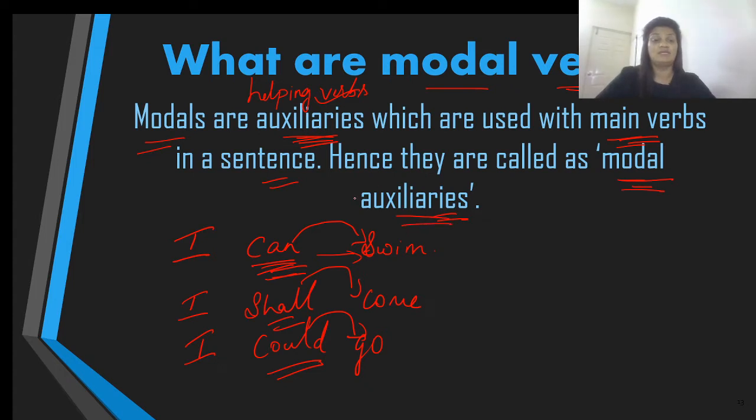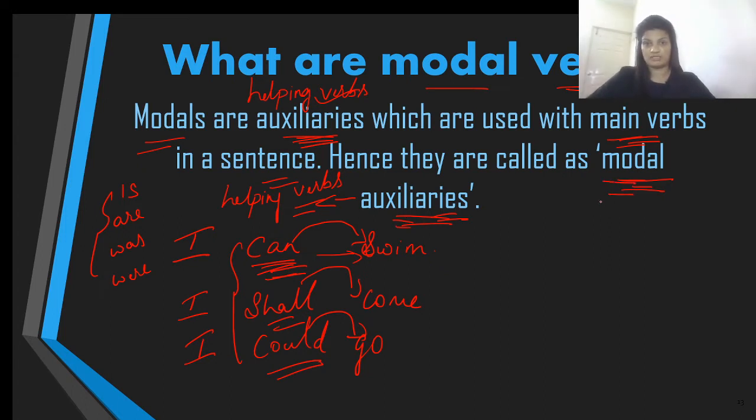Remember, auxiliaries are nothing but helping verbs. They help the main verbs in the sentences, like is, are, was, were. All these are your helping verbs, and similarly, these modals also function just like these auxiliaries, and that is why we call them modal auxiliaries.